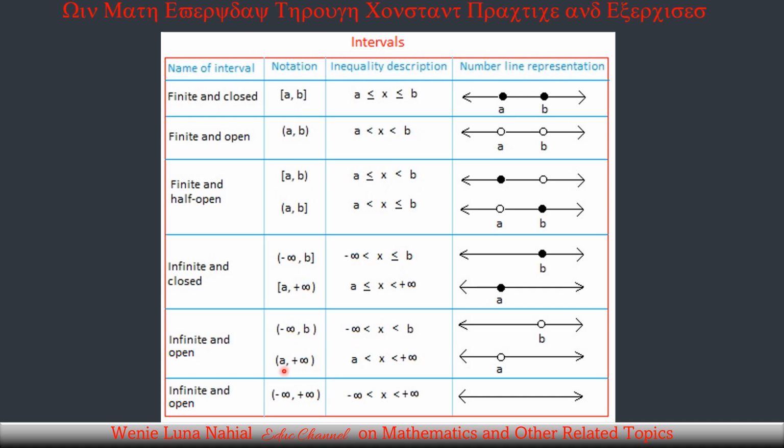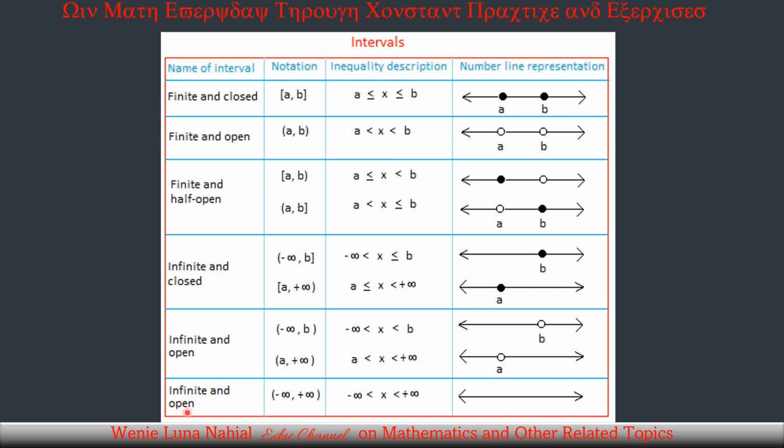Then this one, infinite and open to the right. So our A here is less than x and x is less than positive infinity. So in the number line, we have a hollow dot for A, and we only consider all the numbers to the right of A, or the numbers greater than A.